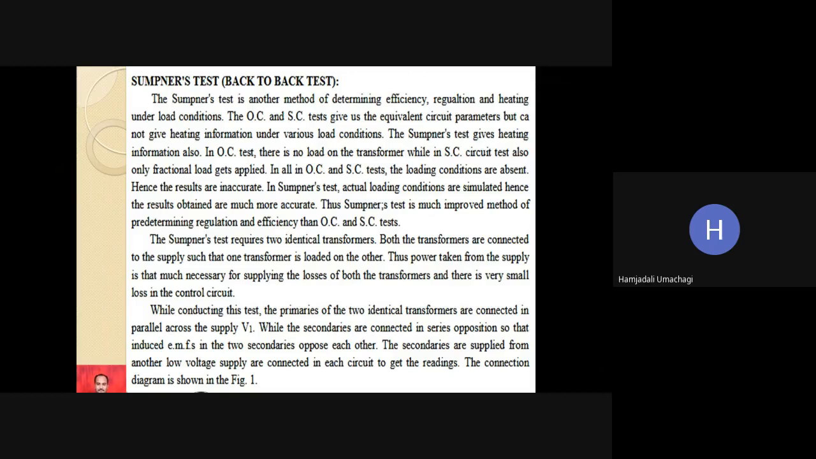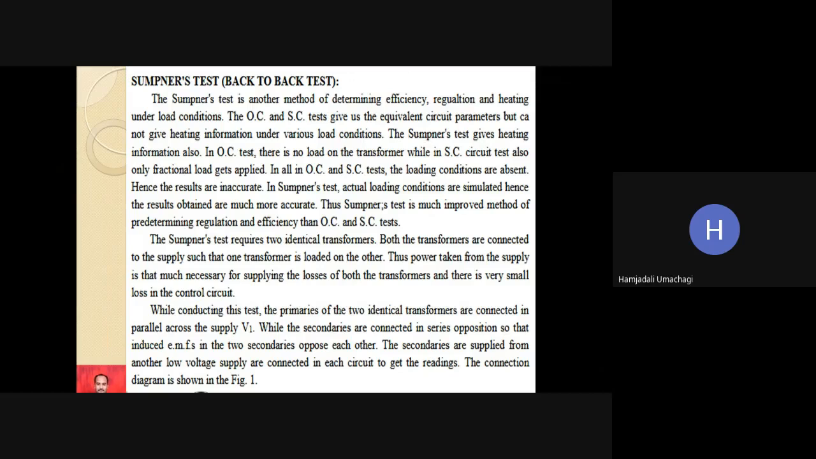So we already have the OC and SC tests to determine efficiency and voltage regulation of a transformer, but still we prefer the Sumpner test for some reason. Why are we using the Sumpner test, and what is its advantage for determining efficiency and regulation apart from the OC and SC tests? That we will discuss now. Today we will discuss the Sumpner test. The other name for the Sumpner test is the back-to-back test.